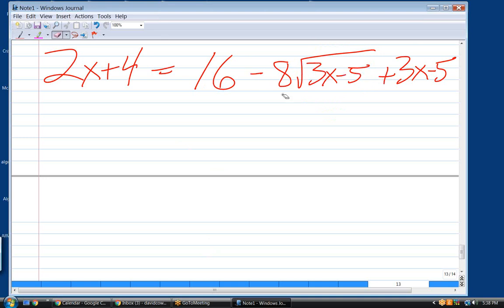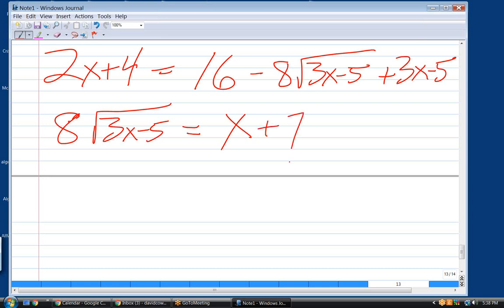Okay, and let's take this to the left. So that'll give me 8 root 3x minus 5. And I have x over here, and let's see, I have 16 minus 9. That is plus 7. So that's what I get when I gather everything together, unless I made a mistake in my math. I don't think so. Okay, now what? Divide both sides by 8. Yeah, I can do that.